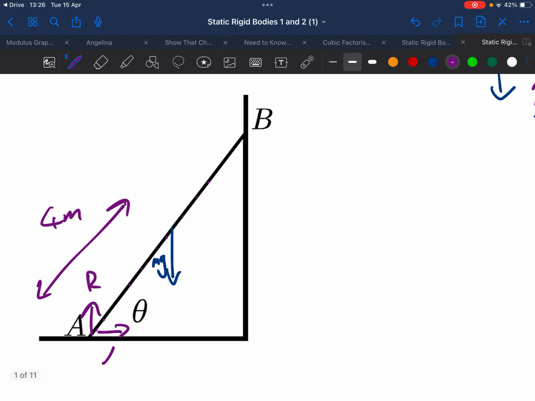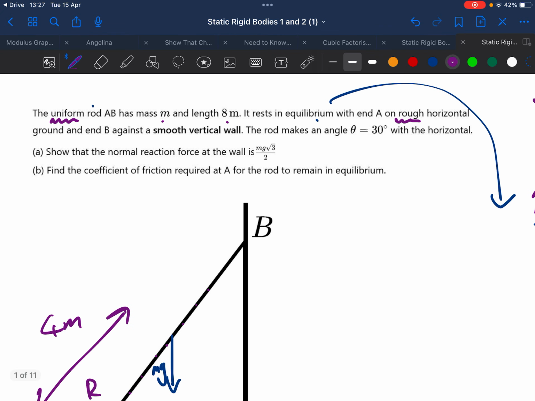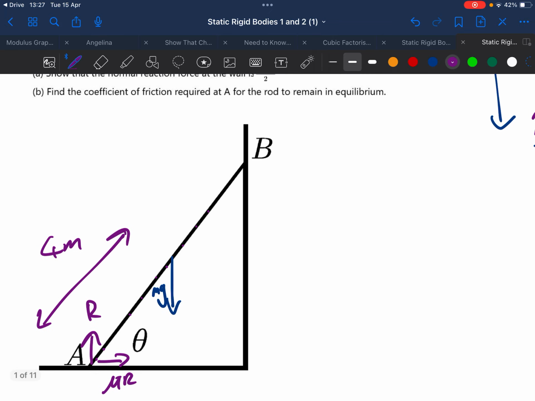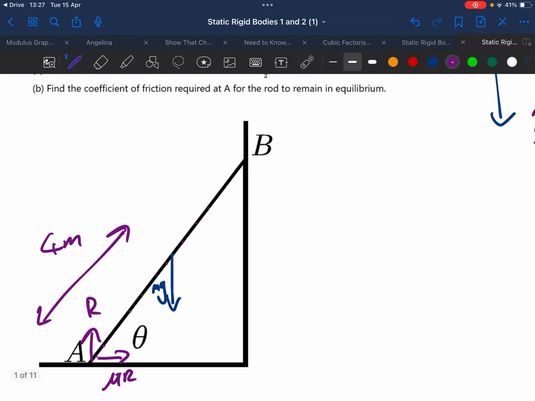The reason why is if you kind of picture this ladder against a wall, the ladder sort of wants to slide down. Okay, so the friction is going to be sort of pointing towards the right. It's resisting the direction that it wants to go. Okay, you could write friction here as well, but I tend to just write mu R on these ones.